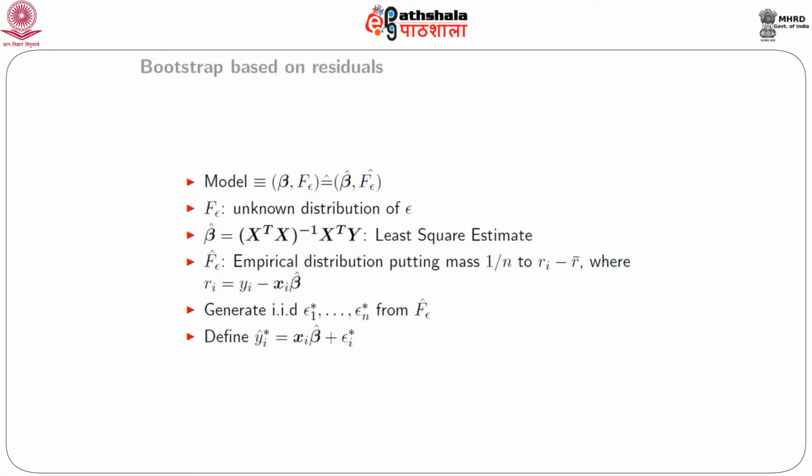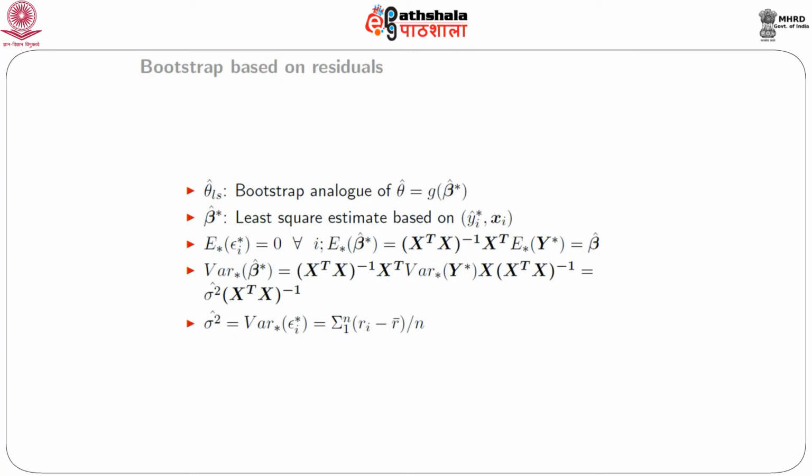Now, generate IID data epsilon_1 star, epsilon_2 star to epsilon_n star from F hat_epsilon. Define y_i star, which is x_i transpose beta hat plus epsilon_i star. So, x_i transpose beta hat is the fitted observations from the least squares, and to that we add the IID errors that we generated from F hat_epsilon. Now, we have a pair of observations which looks like y_i star, x_i.